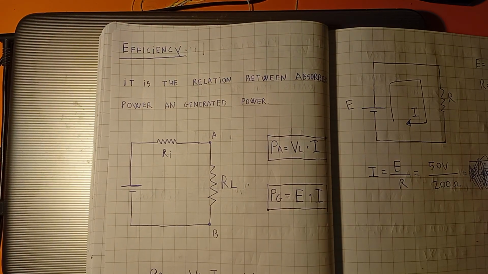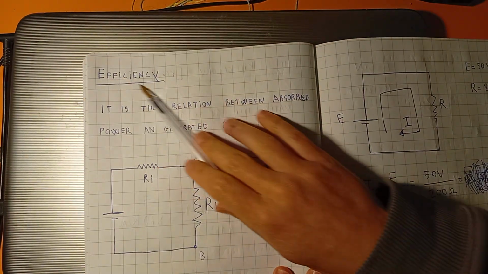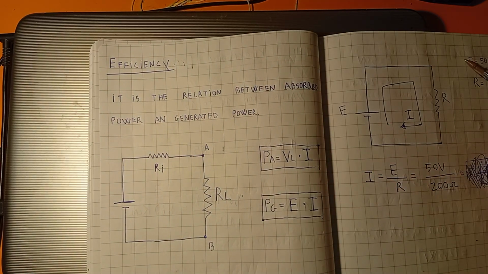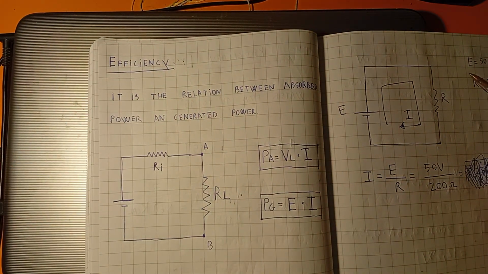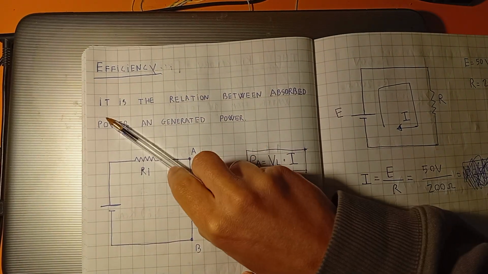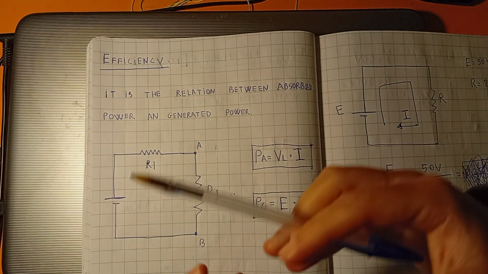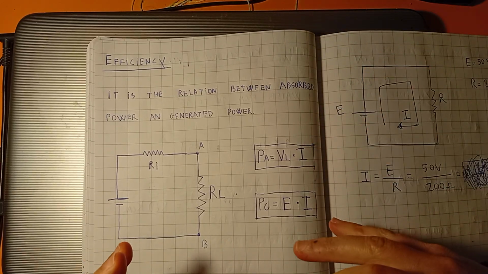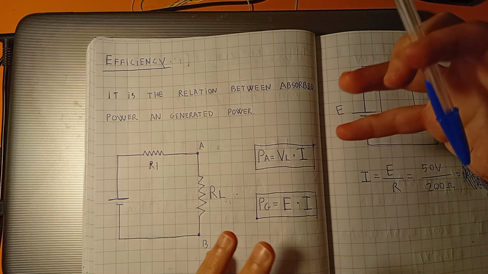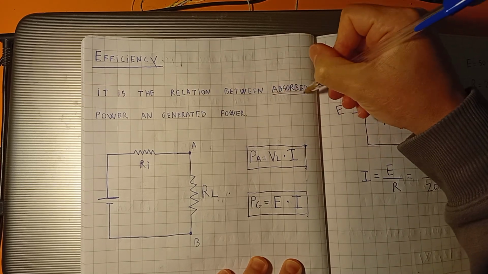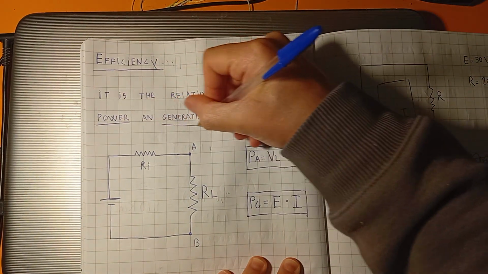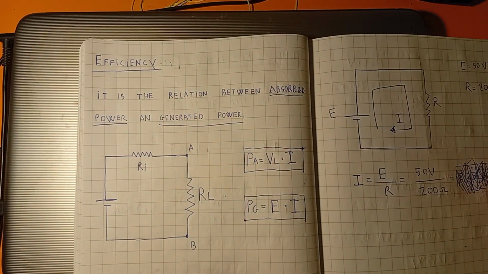Now, another important, and this is a very important concept, is the efficiency. This one is really important to know. What is efficiency? Well, efficiency is the relation between absorbed power and generated power. The relationship between absorbed power and generated power is the efficiency of a circuit.